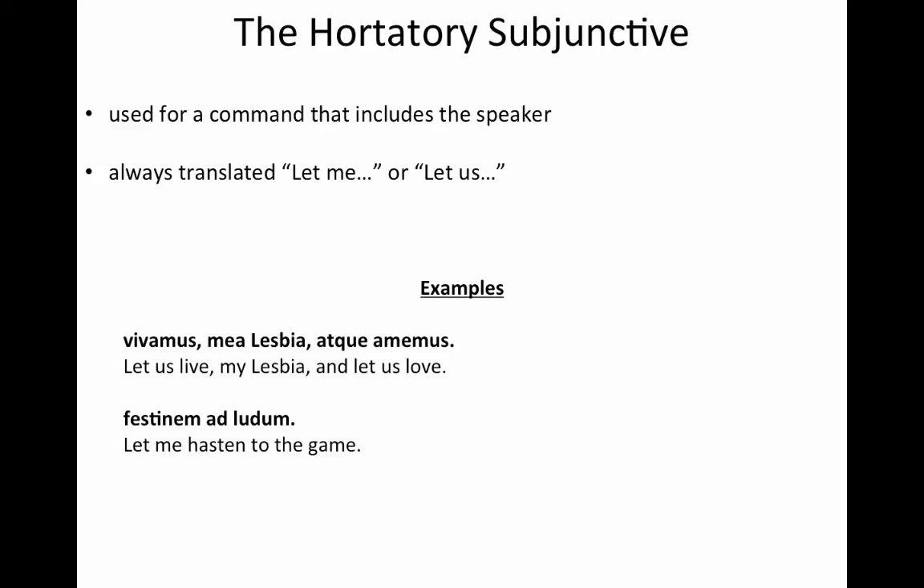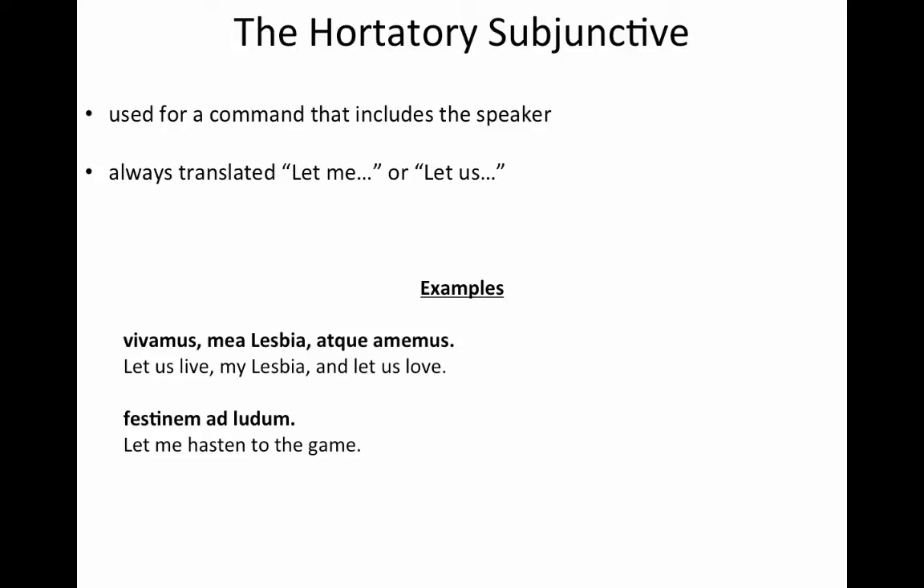The first one is the hortatory subjunctive. This comes from the Latin deponent verb hortor, to urge. And it's a command that always involves yourself. So here you're kind of leading by example. So it's always going to use the subjunctive, usually in the present, and it's always going to be let me if it's singular or let us do something.